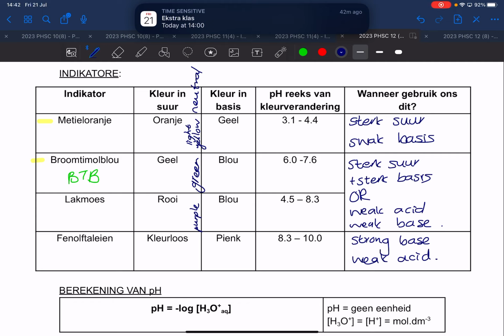Now I want to show you bromothymol blue. Okay, bromothymol blue. So in a base, bromothymol blue must be what? It must be blue. Okay? So with the base, bromothymol blue must remain blue. And when you add an acid, yellow. Okay, but when it's neutral, it's first green.